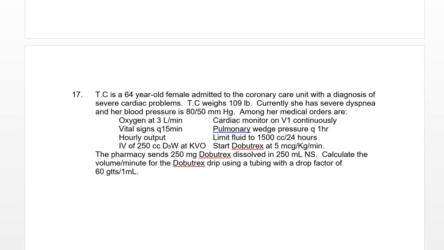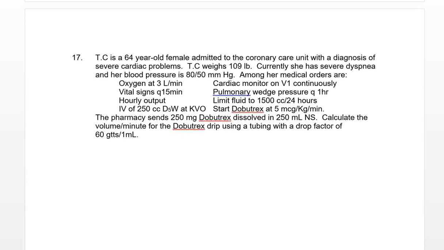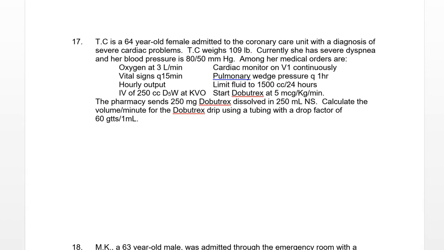We're going to do number 17, because there's a lot of information here and we need to figure out what we need to get out of all this. TC is a 64-year-old female admitted to the coronary care unit with a diagnosis of severe cardiac problems. She weighs 109 pounds. She has severe dyspnea and her blood pressure is 80/50. Among her medical orders are oxygen at 3 liters, vital signs every 15 minutes, hourly output. She needs an IV of D5W at KVO, which means to keep her vein open. So we're going to run it very slowly.